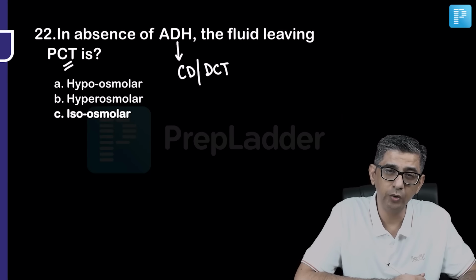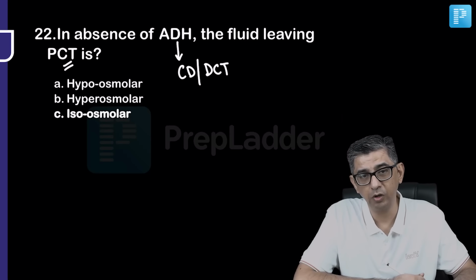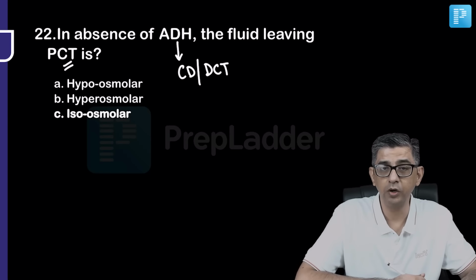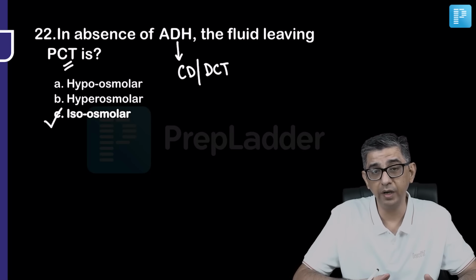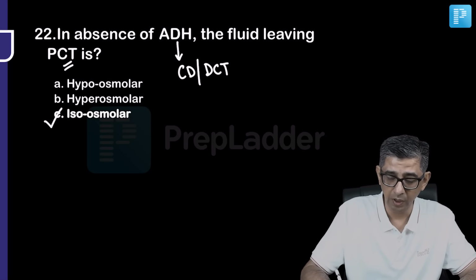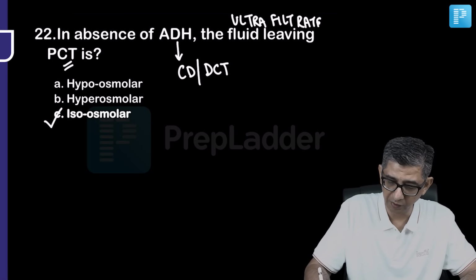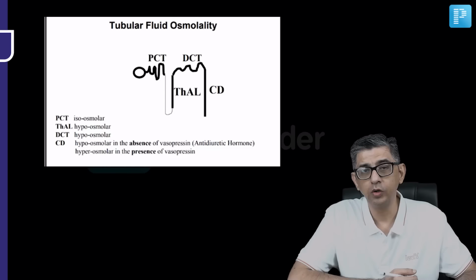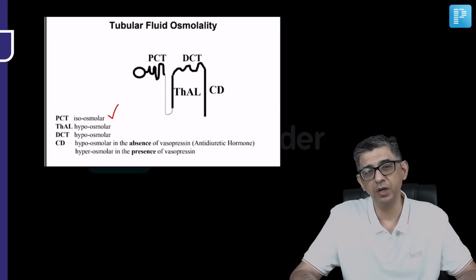The reason for the dilute urine is not a problem with respect to the PCT. PCT will be doing its job. It is the CD and the DCT which are not doing their job. So as such, when he's saying fluid leaving the proximal convoluted tubule, he is talking about the ultrafiltrate. The ultrafiltrate per se is going to be isoosmolar. I also have a diagram to support this, that the fluid that comes out of the PCT will be isoosmolar.